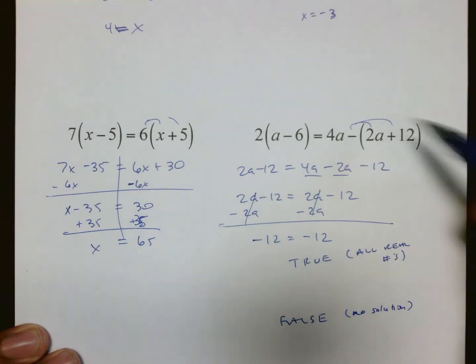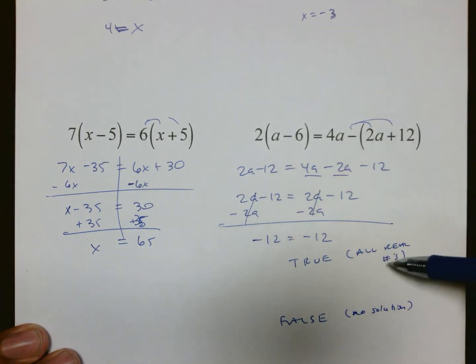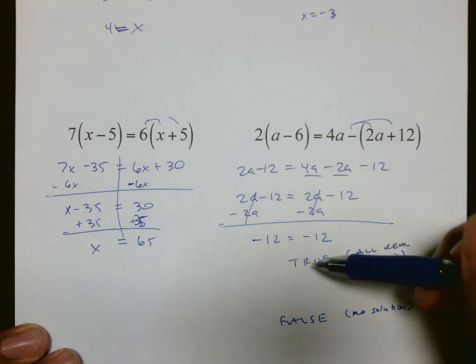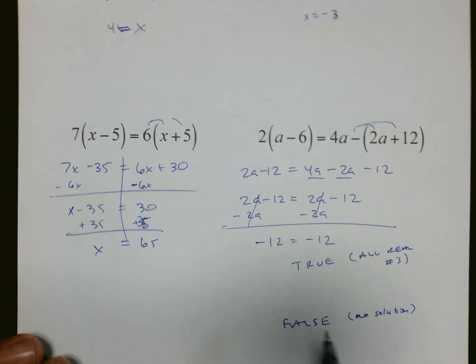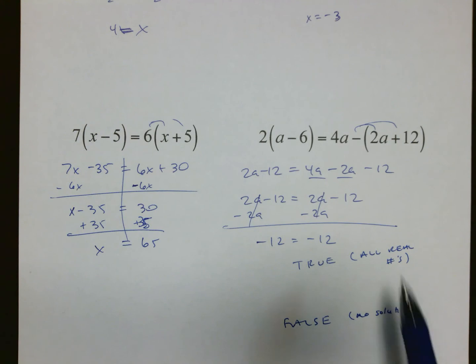In other words, these a's are going to cancel out, so no matter what you do on this one, it's going to be true, which means that there's a whole bunch of solutions that will actually work. Whereas if this was false, no matter what you plug in, it's not going to work. So these are your two situations that happen whenever your variables actually go away. So just be careful with that.